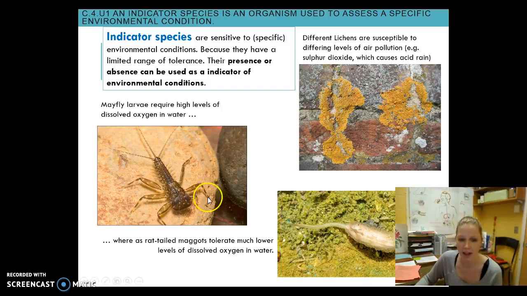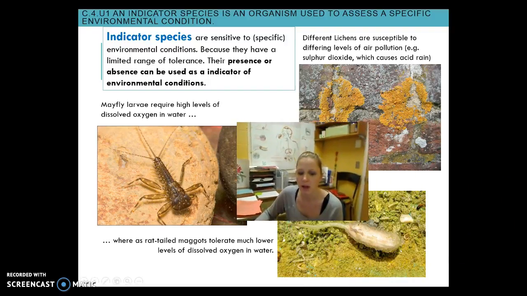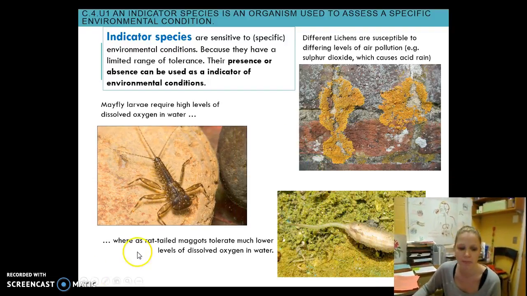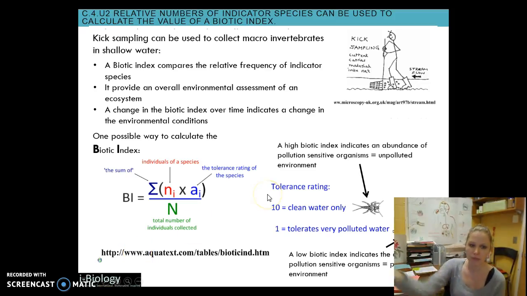So like mayfly larva really likes dissolved oxygen. If you see mayflies, you probably have a high level of dissolved oxygen. These rat tail maggots don't need as much dissolved oxygen. So if I saw this when I walked to a stream, I would know one thing. If I saw this when I walked to a stream, I would know another thing, right? Get that? All right, so there's 2 calculations that you need to talk about.